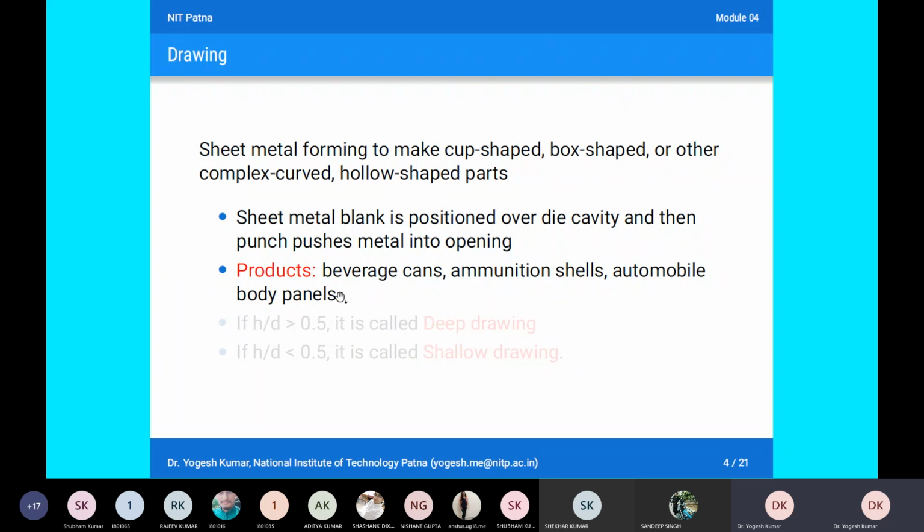Okay, and there may be drawing to a very large height. Okay, so there comes into the picture the H/D ratio. Okay, so if the H/D ratio is greater than 0.5, then it is called deep drawing, and if the H/D ratio is less than 0.5, then it is called shallow drawing. Okay, so in today's lecture we are basically going to cover the deep drawing process, as mentioned in our syllabus.